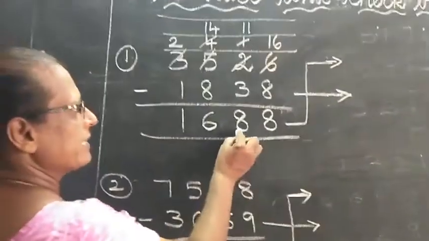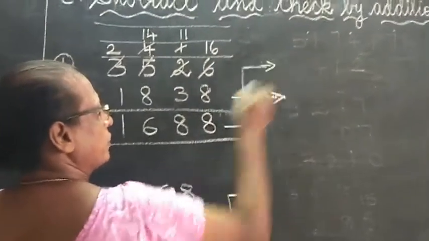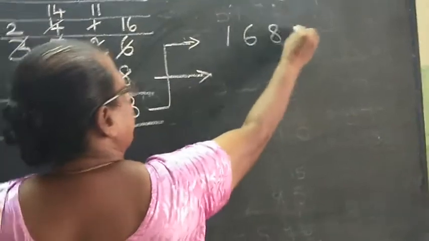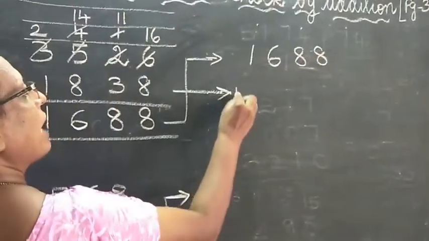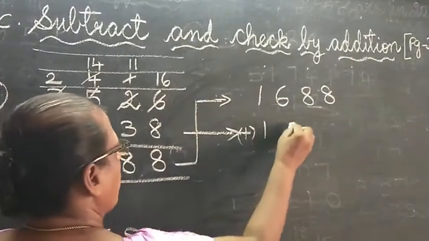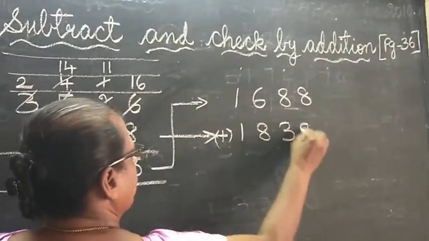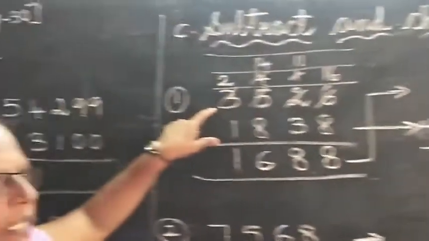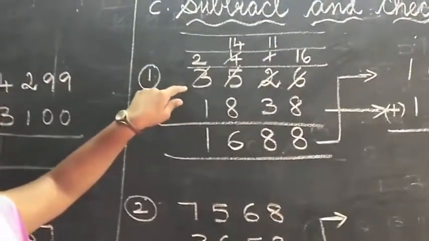So this answer you have to bring it up. 1, 6, 8, 8. You have to add, you should not subtract. And then you have to write this number 1, 8, 3, 8. So you have to get the above number. If you get the above number, the answer is correct.